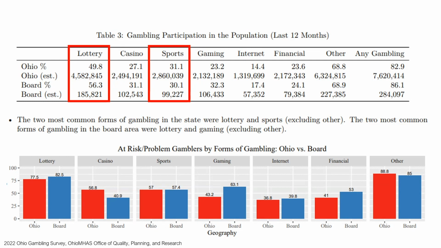Something interesting to note is that this survey was done in 2022, before sports betting was legalized in the state of Ohio. And it was still coming in as highly ranked as the popular type of gambling in the state of Ohio. So it will be interesting in another 5 years what the gambling survey shows us, but just something to consider.